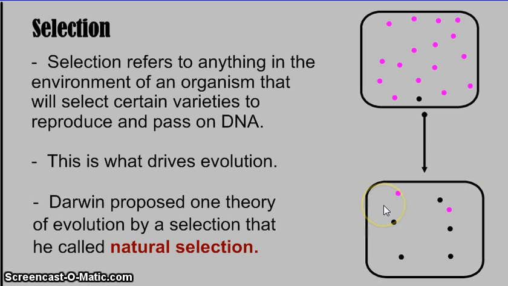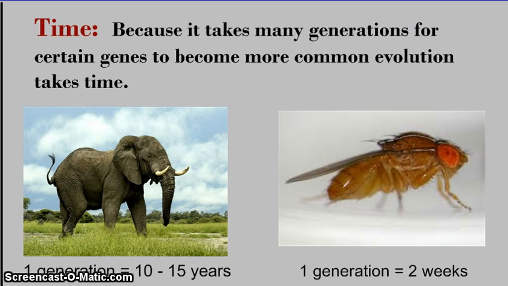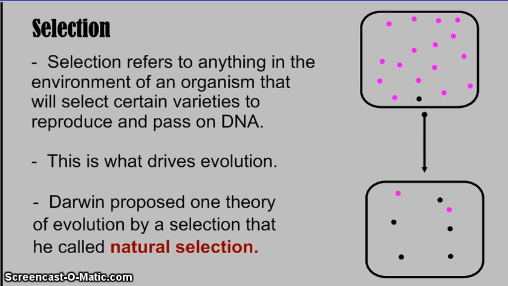Now in this case I did the selection, but for most animals the thing that does the selection is the environment. The last component is time. Because it takes many generations for genes to become more common, evolution takes time. Now in that example before, I did it very quickly. I selected. But I hope you realize that in real life it would take a long period of time.